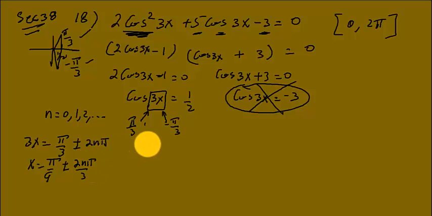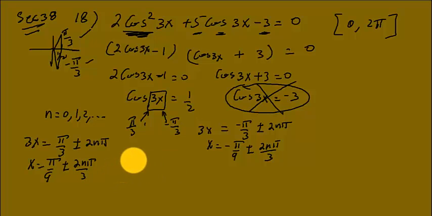Alright, so I have to do it for this one here also. I'm going to set my 3x equal to negative pi over 3 plus or minus 2n pi. Divide by 3. X is equal to negative pi over 9 plus or minus 2n pi over 3. Alright, I'm all set up. Now, if I didn't have this domain restriction, I would be done. But I have that.